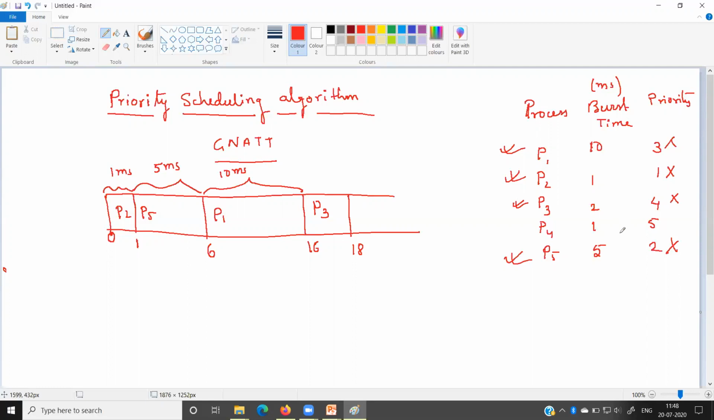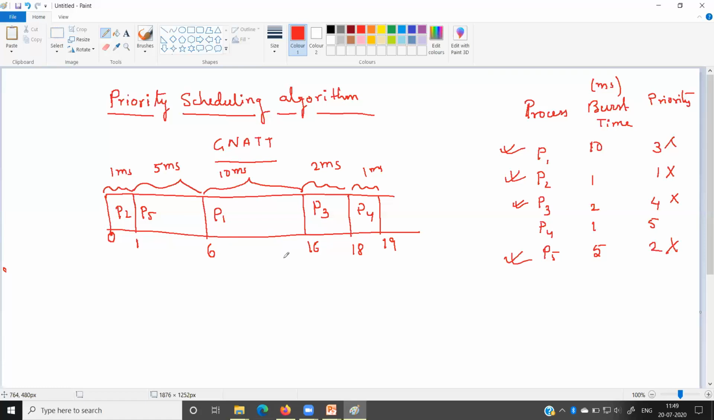Only one process is left inside the ready queue, that is P4. So P4 will start its job and end after 1 unit. So this is 1 millisecond. In this way, we put the execution of different processes in the Gantt chart.